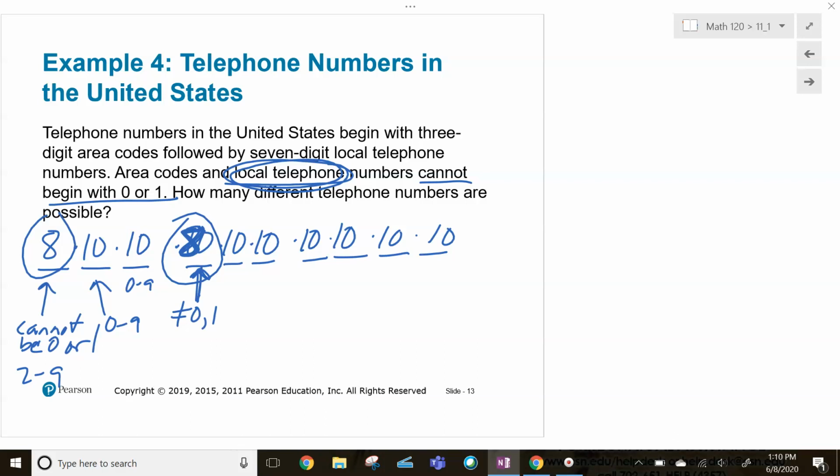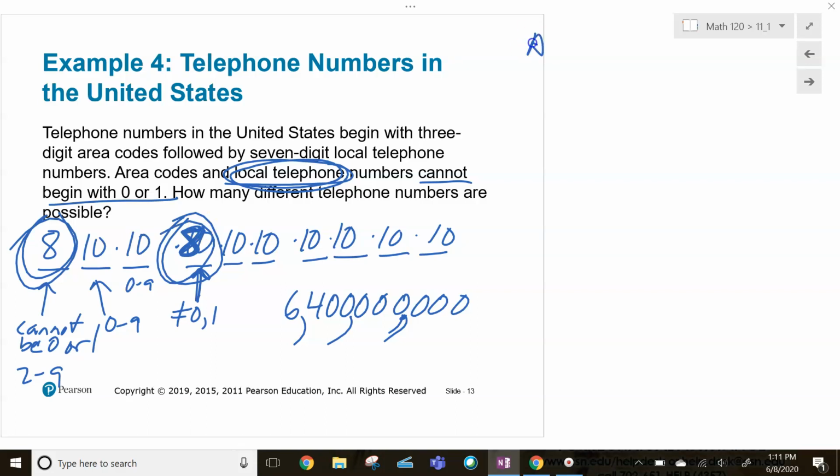Let's see, 64 with 8 zeros here. We've got 6,400,000,000 different options, right? So that's how many different telephone numbers are possible, again considering that those first digits cannot be 0 or 1.